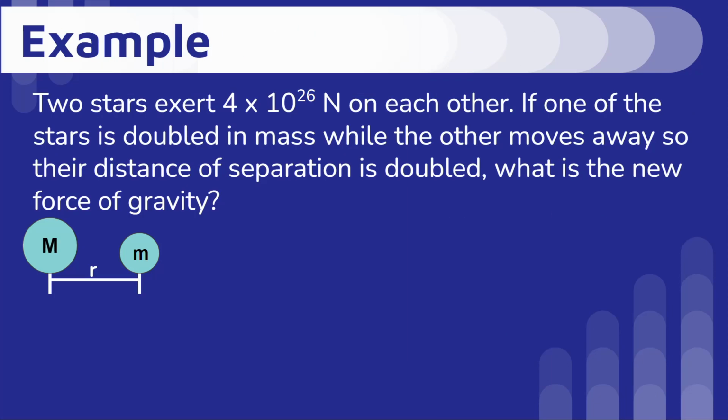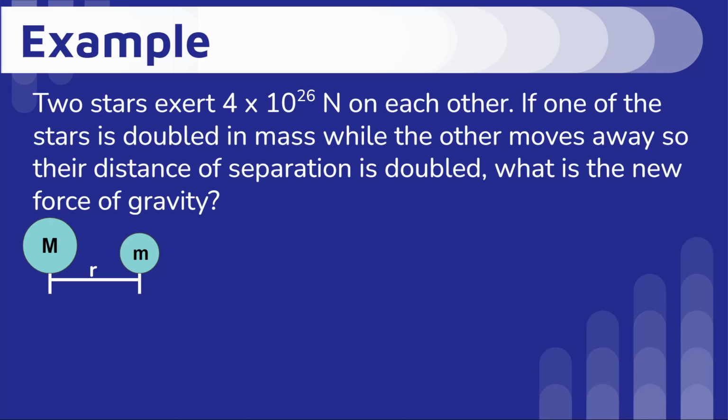All right, so let's take a look at something with some numbers. This one is still a proportional reasoning example, but we've got some numbers here. It says 2 stars exert 4 times 10 to the 26 newtons on each other. If one of the stars is doubled in mass while the other moves away so their distance of separation is doubled, what is the new force of gravity?